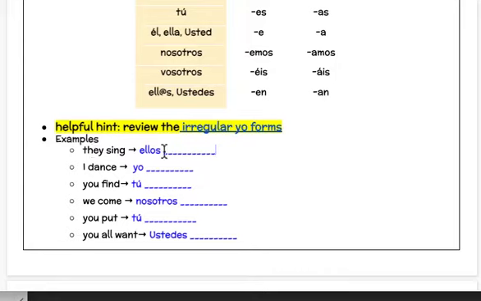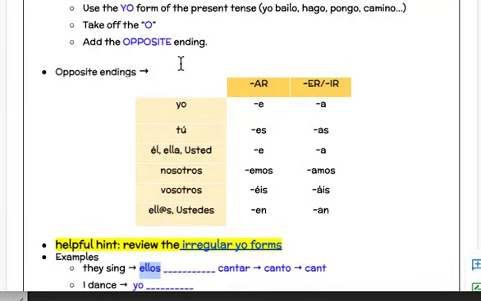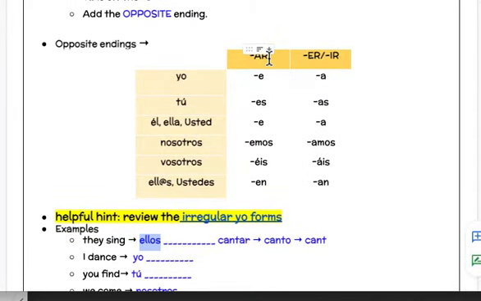And our first prompt is they sing. So the subject is ellos, and the verb to sing is cantar. So we can take cantar and go to the yo form, which is canto. And then if we take off the O, we are left with C-A-N-T. And we need the ellos form. So we've gone to yo, taken off the O. The opposite ending for an AR verb in the ellos form is going to be en, and we get canten.